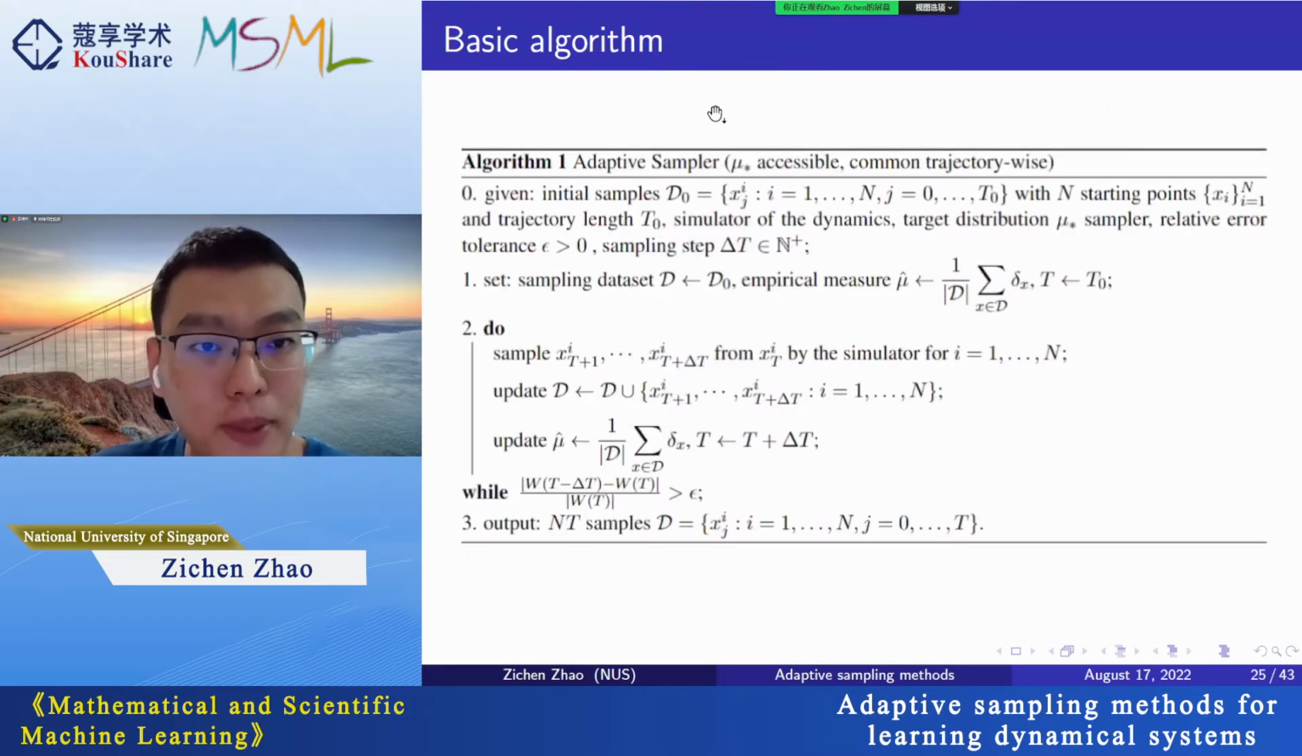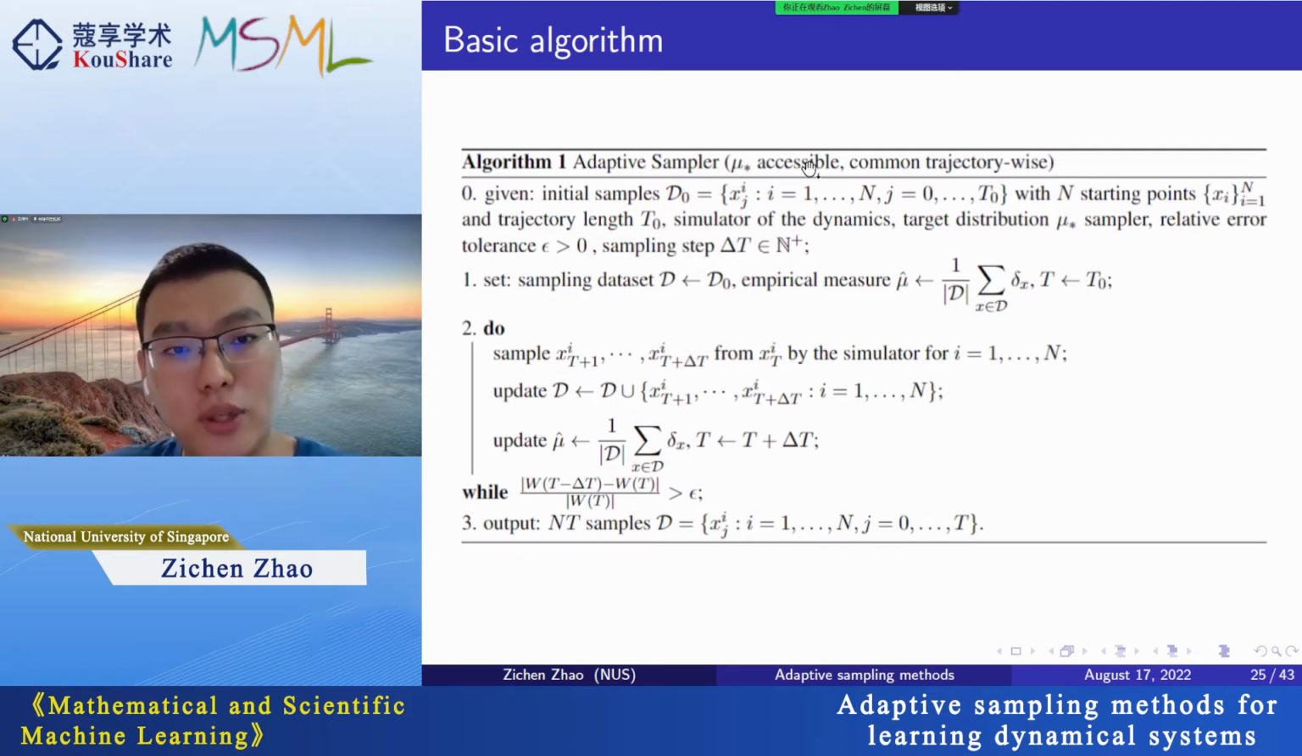So based on the main propositions, we have the basic algorithm. We just unfold the dynamics and calculate the decrease of the Wasserstein distance. Then if the Wasserstein distance does not decrease significantly, we can stop sampling and generate the output data.